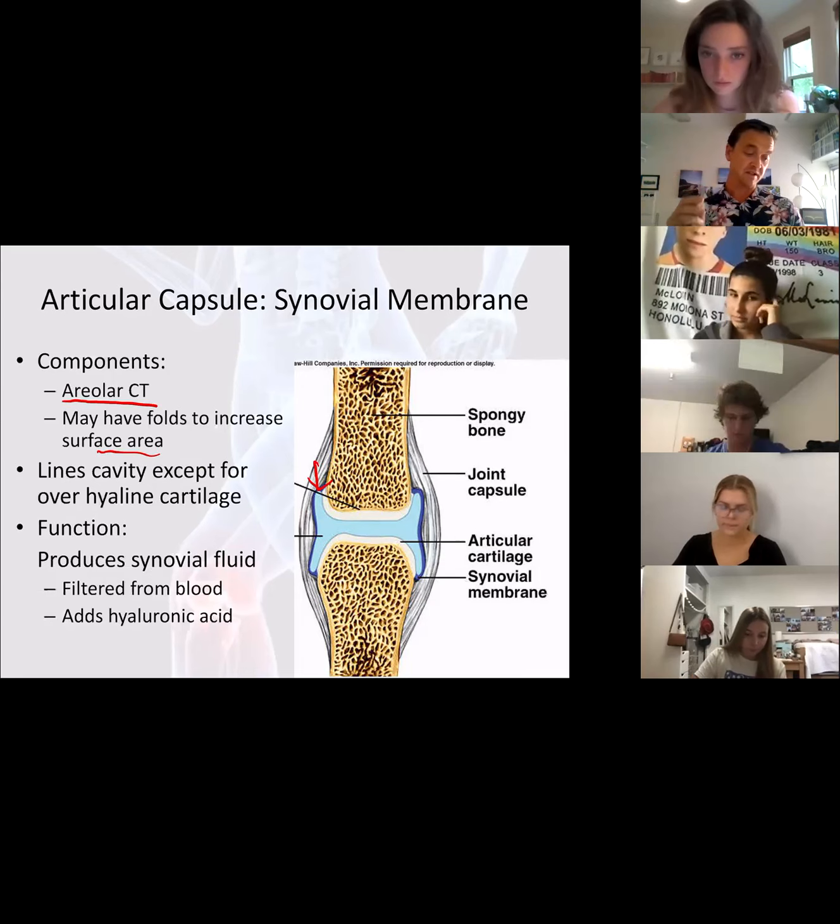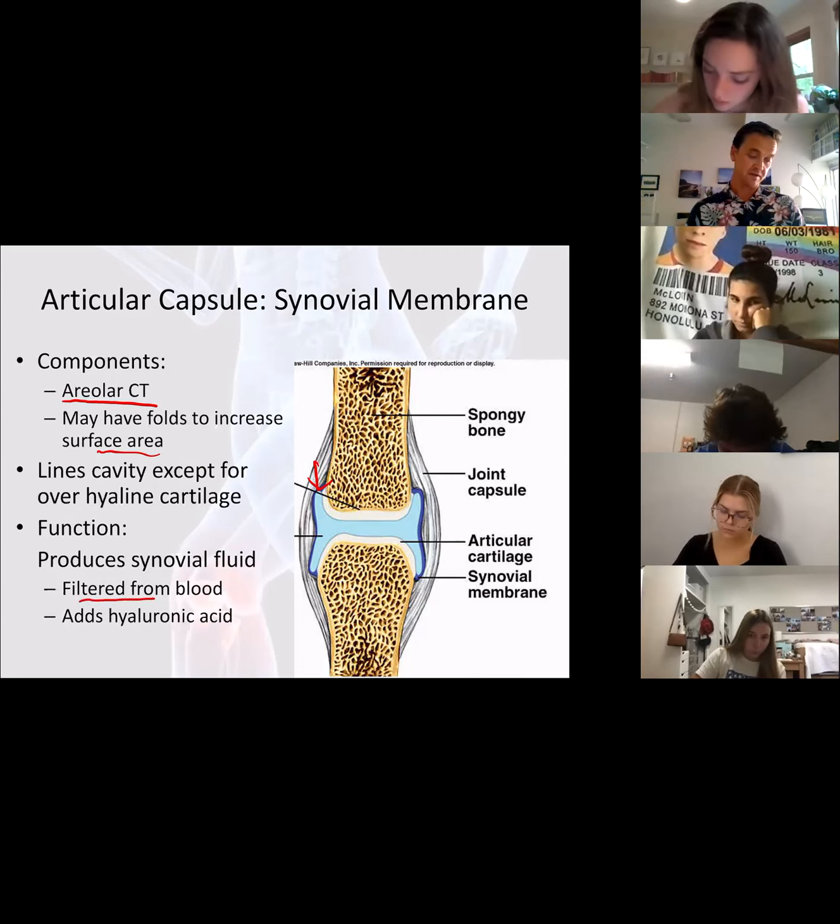And the function of this is that it makes synovial fluid. It filters nutrients and other components out of the blood, pulls that out of the blood, and then adds in hyaluronic acid, and that's what gives it that viscosity.